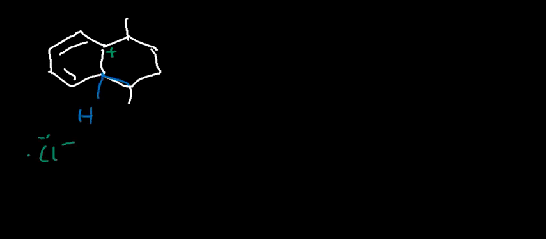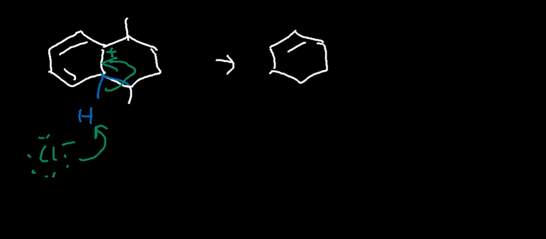So we're going to use a chloride ion from the solution, which comes from the AlCl4- ion, and we're going to use that to regenerate our benzene ring. So now we have our product, which looks like that.